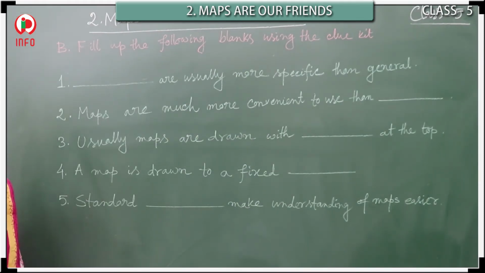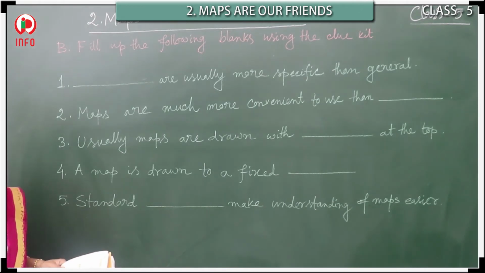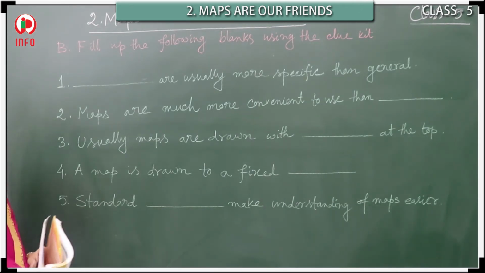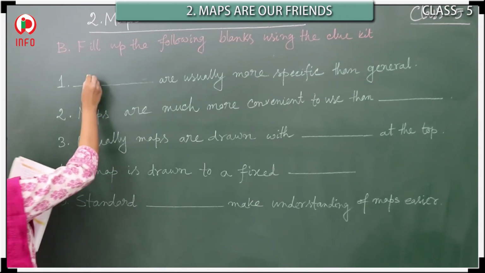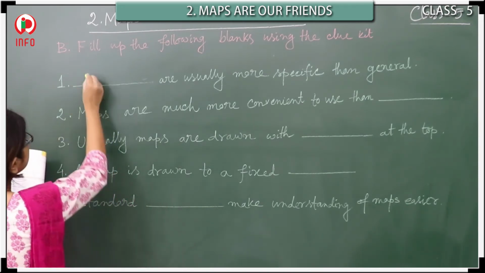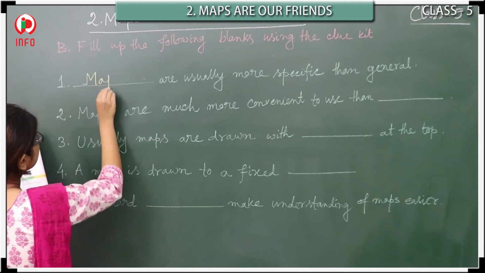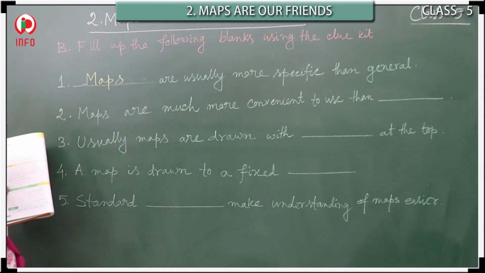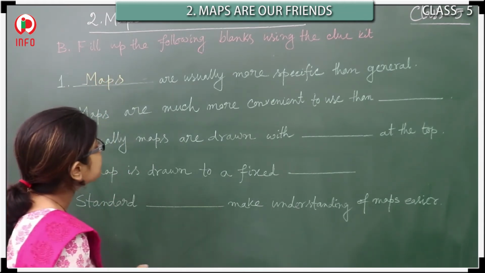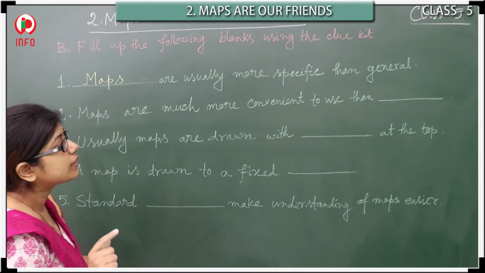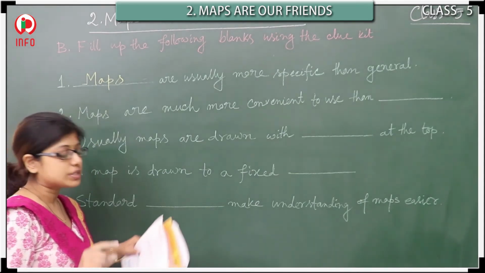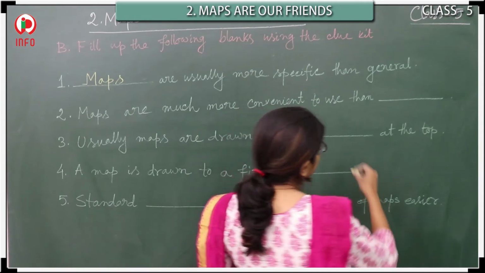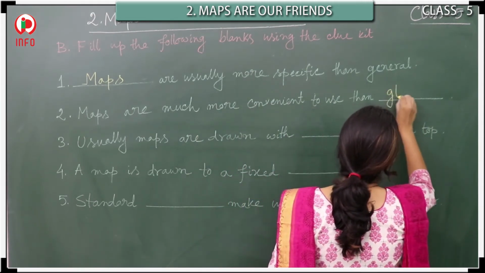Fill up the following blanks using the clue kit. So first one, dash are usually more specific than general. Do you know the answer? The answer should be maps. From the clue kit, you will have to take the word maps. Next one, maps are much more convenient to use than dash. That one should be globe.